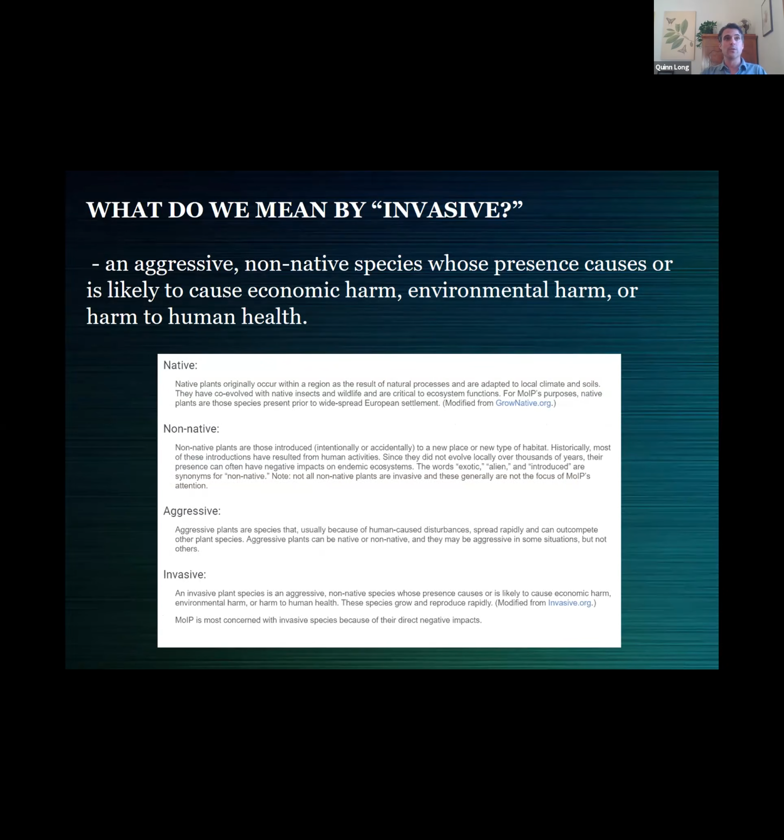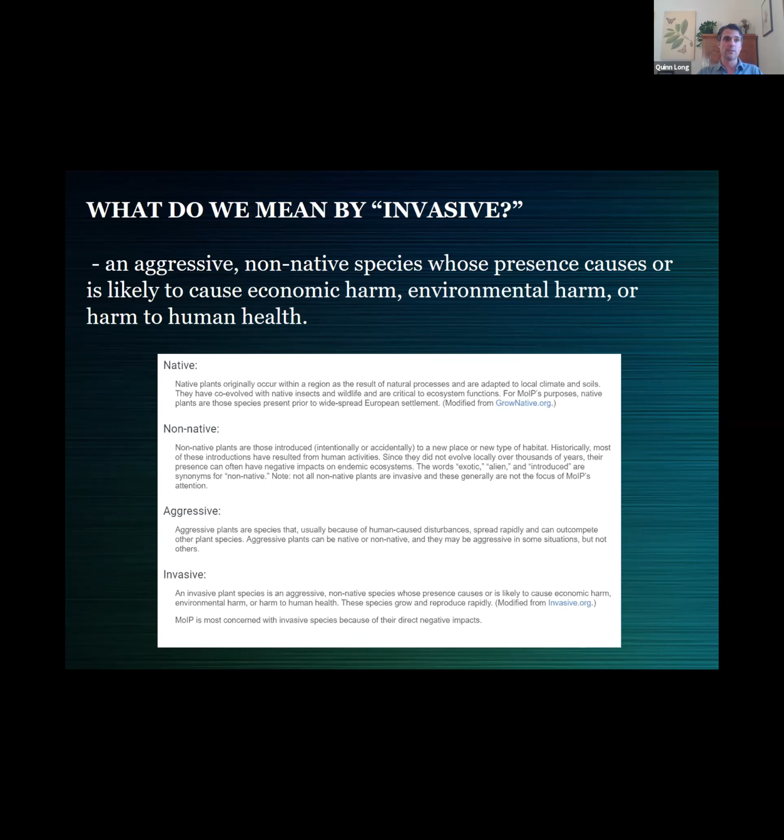An invasive plant being one that is aggressive, non-native, and whose presence causes or is likely to cause economic, environmental, or human health concerns. You can find all of these definitions on the MOEP website. To distinguish between native plants versus non-native, non-native being those that were introduced either intentionally or accidentally into a region. And in the case of plants, most non-native plants are actually introduced intentionally. With animals, there are quite a few accidental introductions, but most plant introductions are intentional.